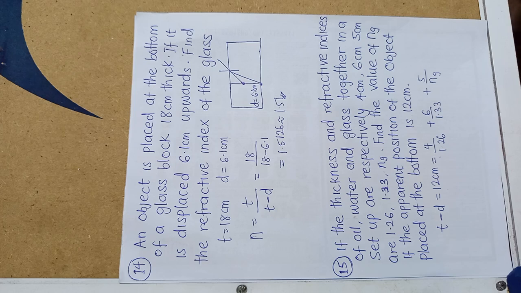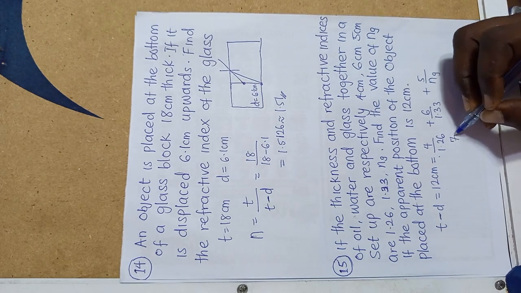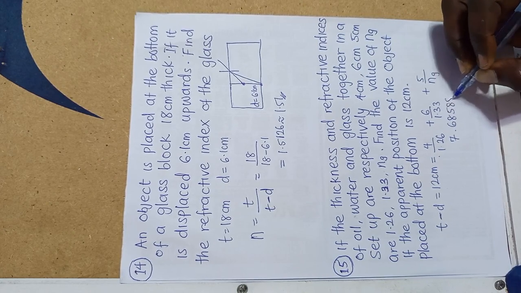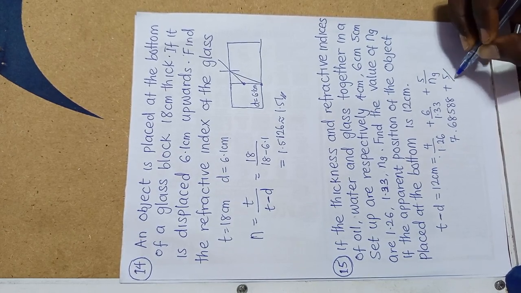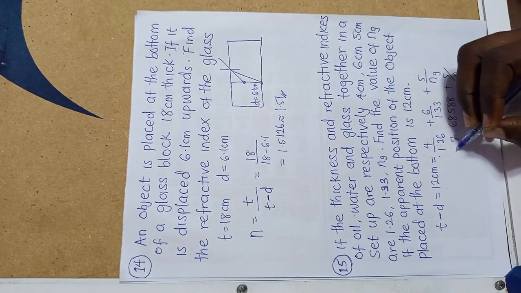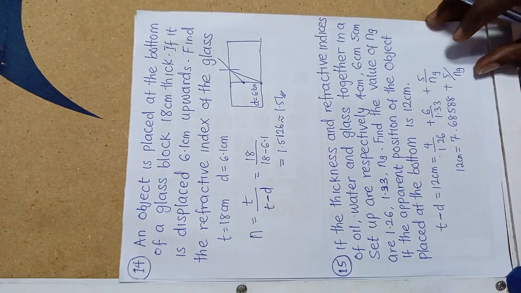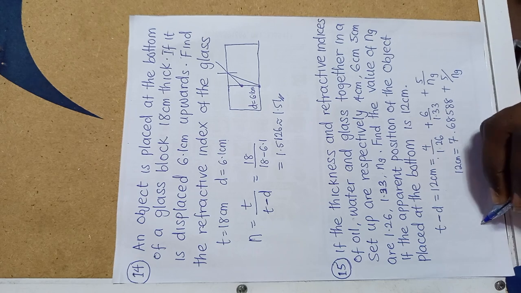So you divide 4 divided by 1.26 plus 6 divided by 1.33. So I want to have 7.68 plus 5 over ng, so equal to 12 centimeter.